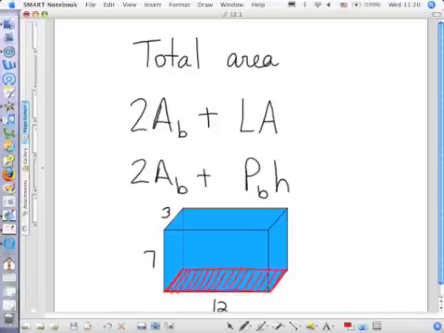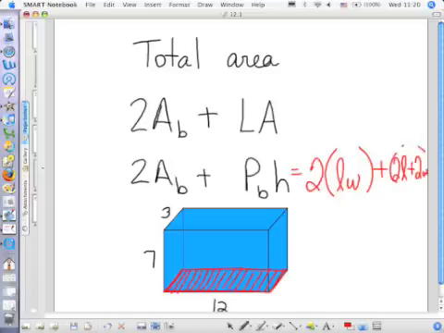Okay, so I need 2 times the area of a rectangle, and I'm going to say length times width, just to not have a bunch of heights in there, plus the perimeter of a rectangle. How do you find perimeter of a rectangle? Multiplied by the height of the whole object. Okay?